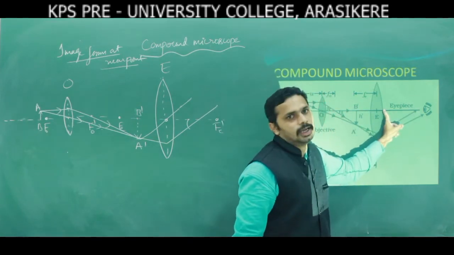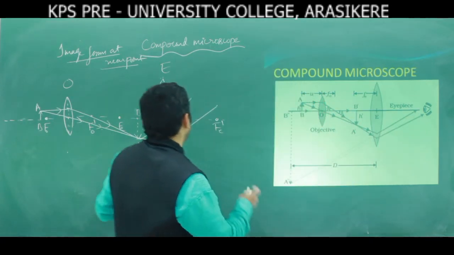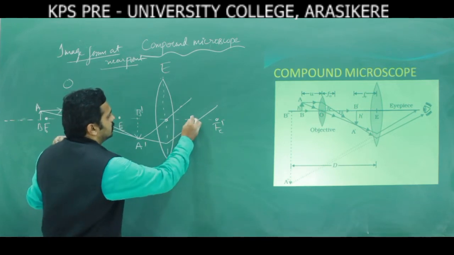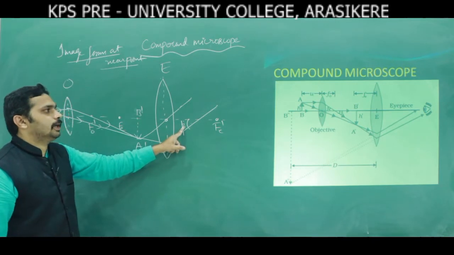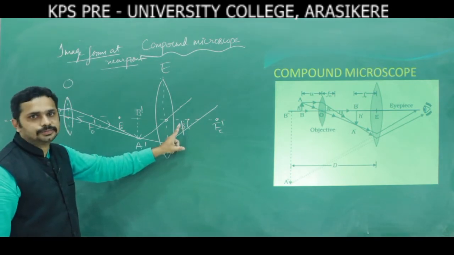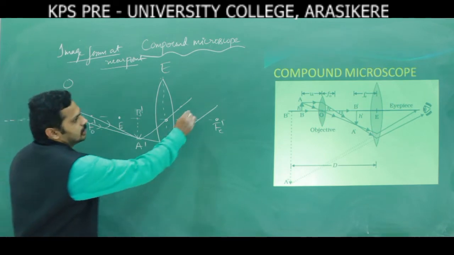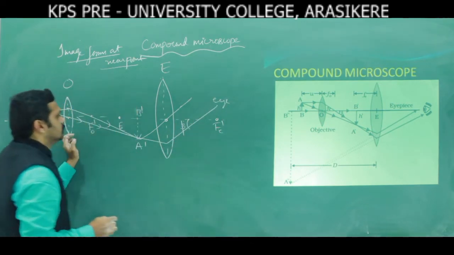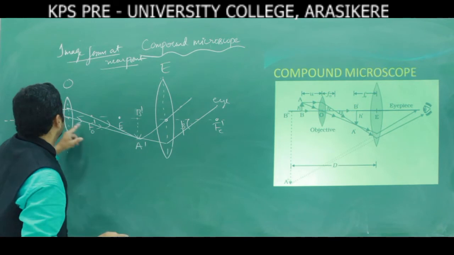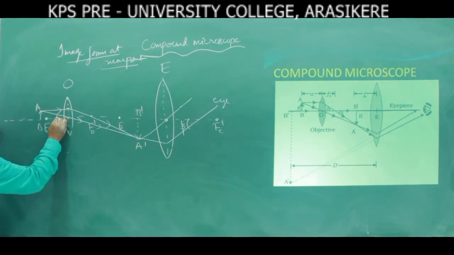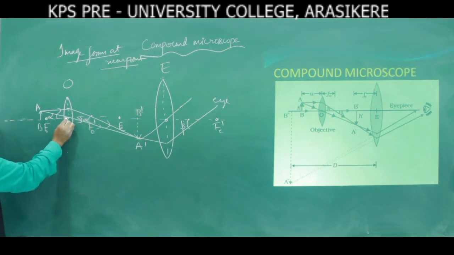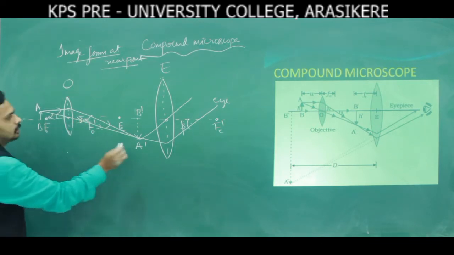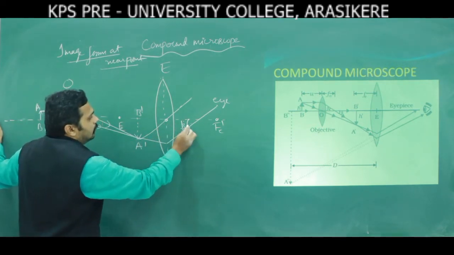Towards the eye, we are using the eyepiece lens. Now this is the angle formed, beta. What is beta? The angle subtended by the image at the eye. This is the eye. This is the angle subtended at the eye. This is the angle subtended by the object. This angle is alpha. Look at here, this angle is alpha, the angle subtended at the eye by the object. Beta is the angle subtended at the eye by the image.